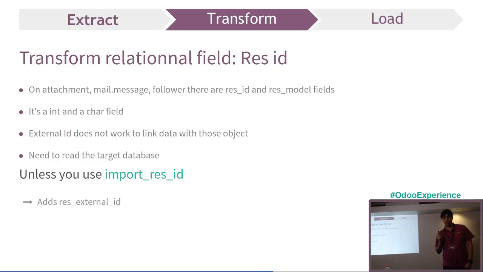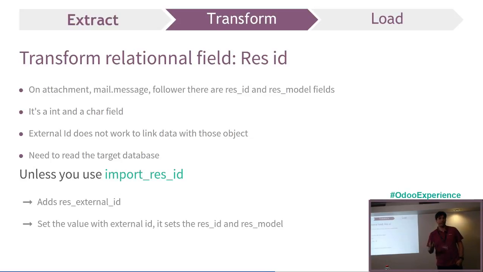What it does, it creates a new field, REST external ID, on all those objects. Actually, it's a mix-in, so you can even make your own object. And this field is a computed field. If you set the value of an external ID, it will set the value of REST ID and REST model. If you read it, you will get the external ID of the value pointed to by REST ID and REST model. So it's super useful, because you don't need to read the target database anymore.